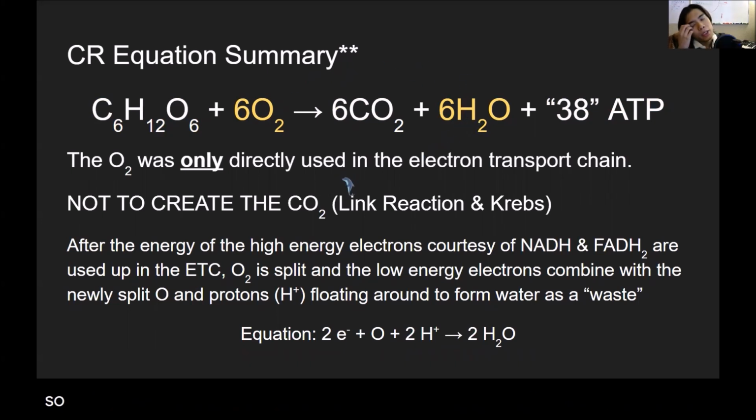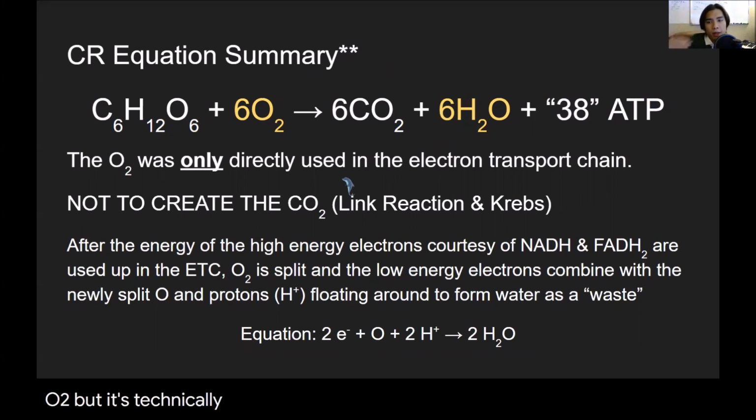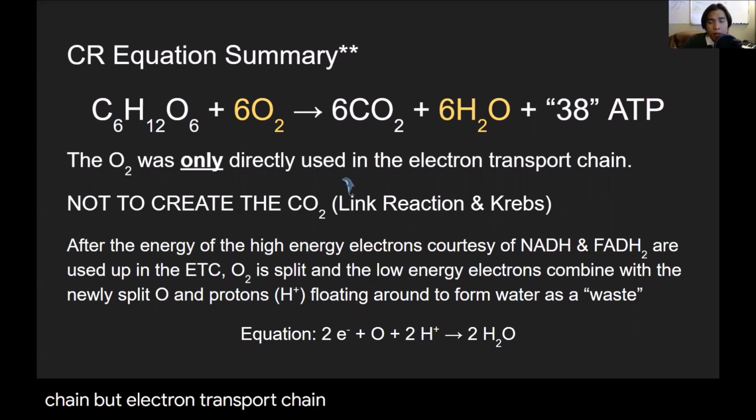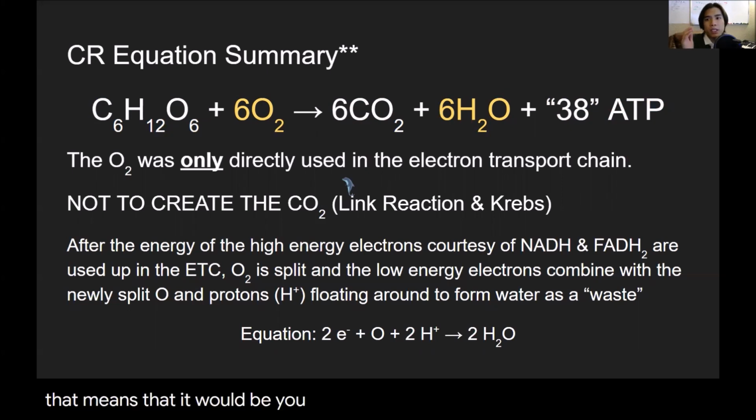So earlier I talked about how pyruvate oxidation in the Krebs cycle doesn't use O2, but is technically aerobic, meaning needing O2. And this is because the entire point of these are to produce electron carriers for the electron transport chain. But the electron transport chain needs O2. If there is no O2 present, the electron transport chain will not run. If the electron transport chain does not run, that means that it would be useless for our Krebs cycle to occur because those NADH and the FADH2s wouldn't do anything.